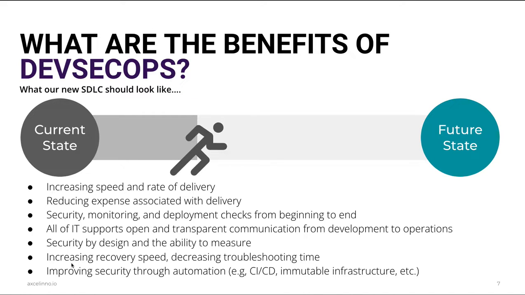We absolutely are going to want to be working on increasing recovery speed and decreasing our troubleshooting time, as we talked about with the time for a breach. And the other part too is, again, always improving through automation. A lot of different ways to do that, right? CI/CD, immutable infrastructure, etc. Again, that'll be something that we dig into further in part 3.